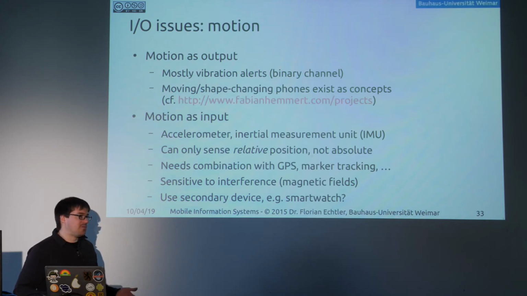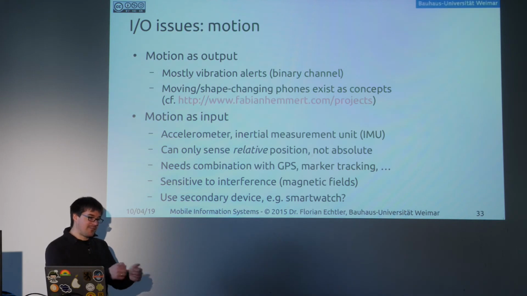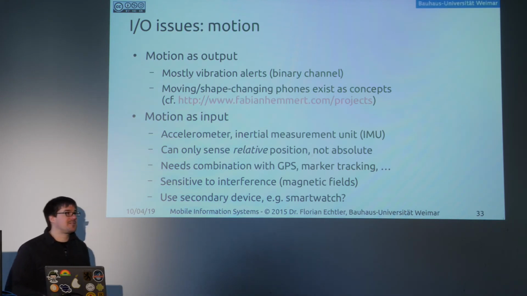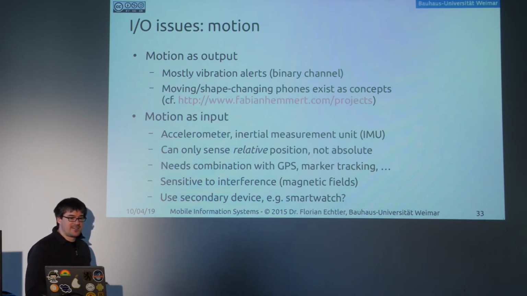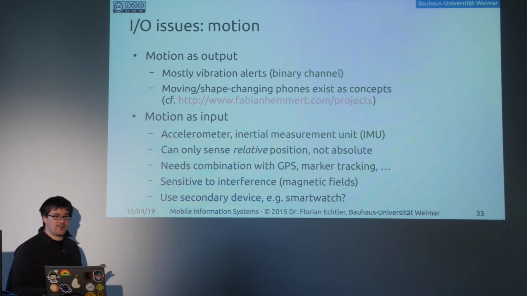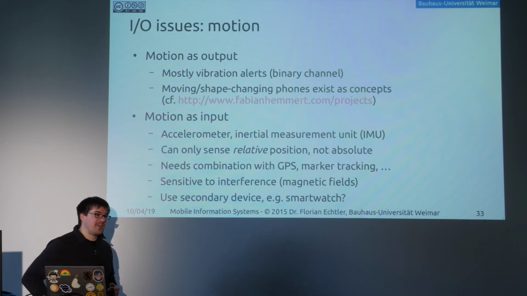Then we have motion as an input, of course. This is probably familiar to anyone who's ever played something like a racing game, for example. So we have this inertial measurement unit in our devices, which usually is a combination of acceleration sensor, magnetic sensor, and gyroscope. These three together are often called an IMU. And one important thing to keep in mind is that it can only sense a relative position.